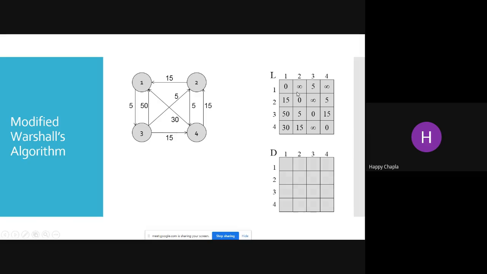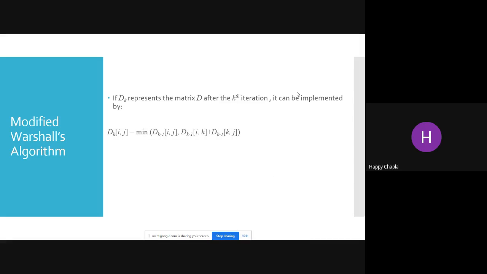Okay, now we need to take the table as L of 0, right? And then how can you do it? So now you can easily verify it with this. If you want to define the table d k of i j, you have to take the minimum path from d k minus 1. मतलब कि अगले वाले टेबल में से देखना है. That means i of j comma d k minus 1 i k.